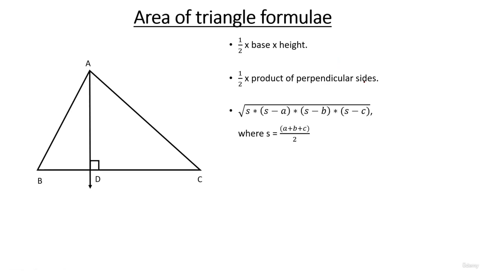The next formula you might have seen in school: root of s into s minus a, into s minus b, into s minus c, where s is equal to a plus b plus c divided by 2. It is basically the semi perimeter s. Square root of semi perimeter s into s minus a into s minus b into s minus c. That is the area of the triangle.